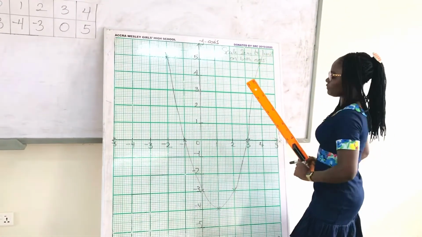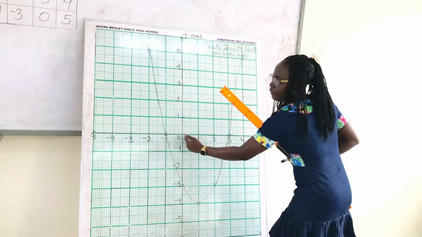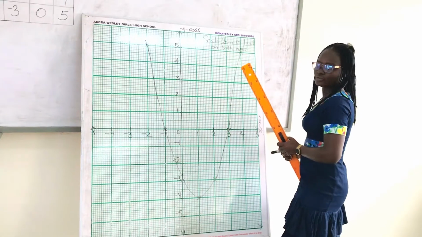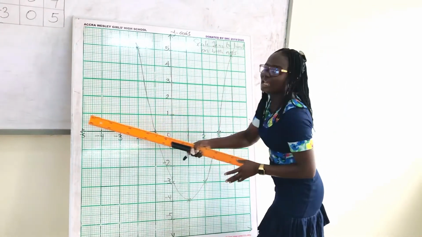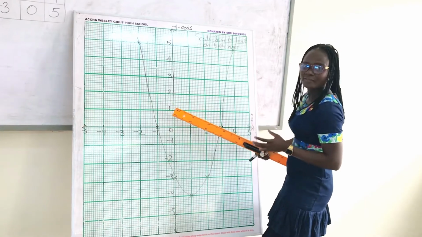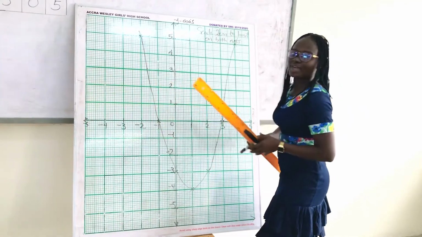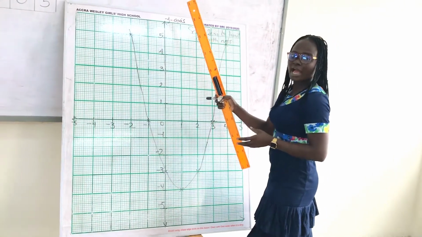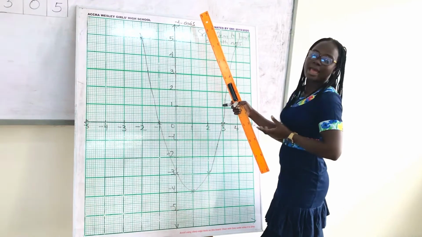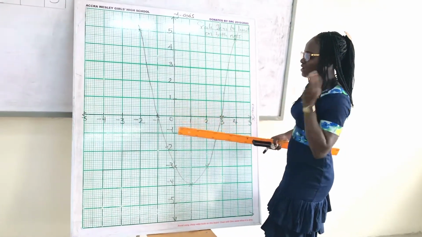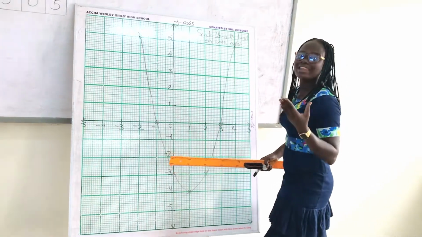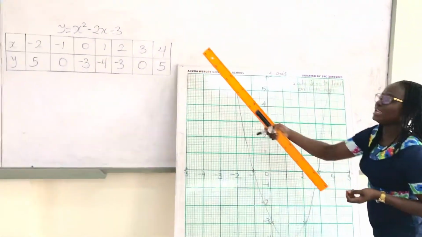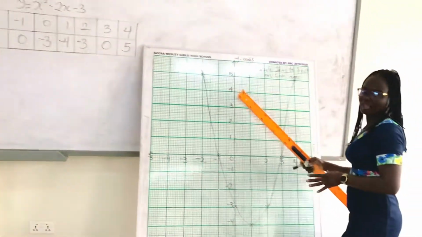When you take our graph, from the origin towards the right-hand side, it is positive values. From the origin moving towards the left-hand side, we have our negative values. From the origin moving upwards, we have our positive values of y. Then from the origin moving downwards, we also have our negative values of y. So we are going to pick the x values and the y values and represent them on the graph board.